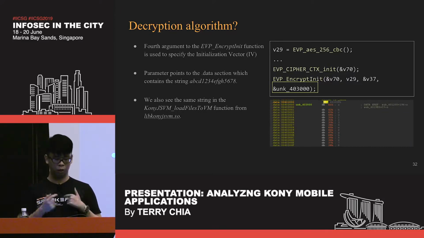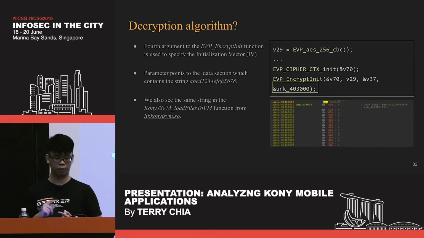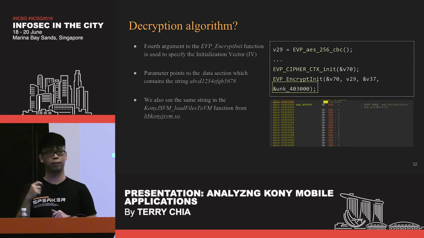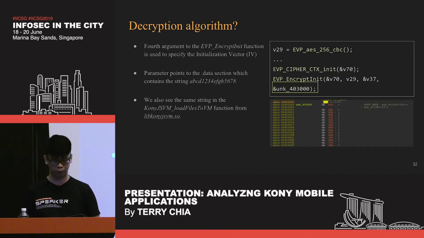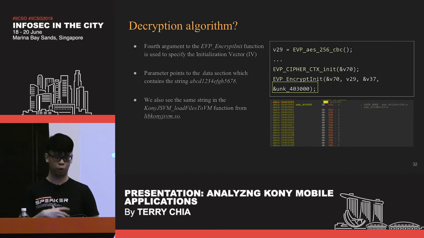In the Kony_loadfile.exe executable, there is a call to OpenSSL's EVP encrypt init function. And the fourth argument of that function specifies the initialization vector of the encryption process, and it points to the .data section, which contains the string ABCD1234EFGH5678. So that is most likely the initialization vector used during the encryption process. And we found the same string in the Kony load files to VM function in the shared library. So it's very, very likely that that is actually the IV.